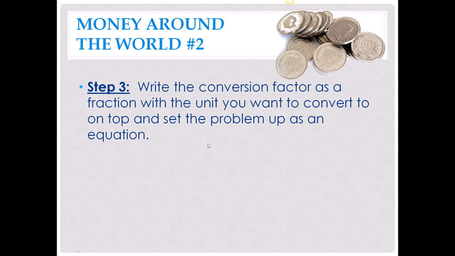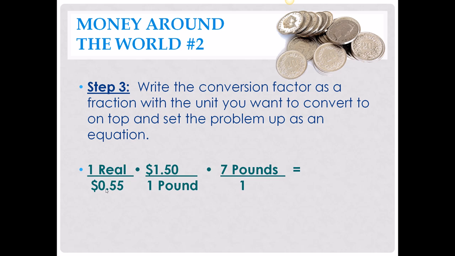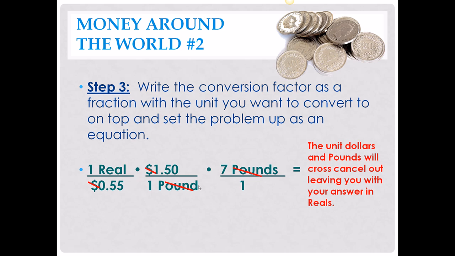Remember, I want reals on top. So I'm going to write that 1 real is to 55 cents. And the reason I put the next fraction as $1.50 over 1 pound is because I need my dollars to cancel out. And they gave me 7 pounds, and now my pounds are diagonal from each other. So we multiply straight across. 1 times $1.50 times 7, and then 55 cents times 1 is 55 cents, so you can divide, and you will get 19.09 reals.